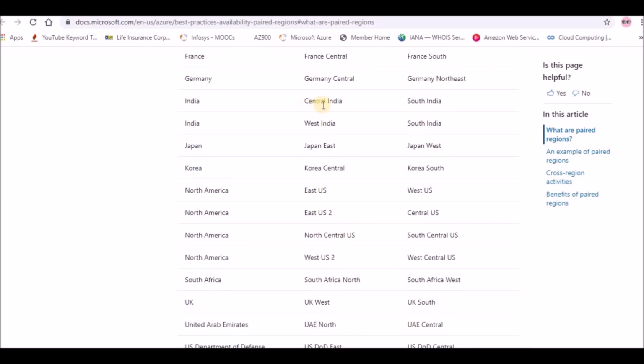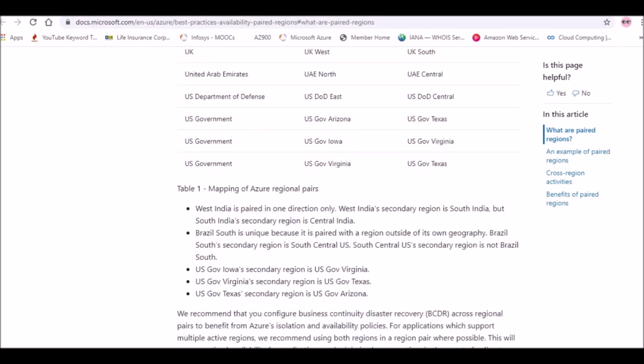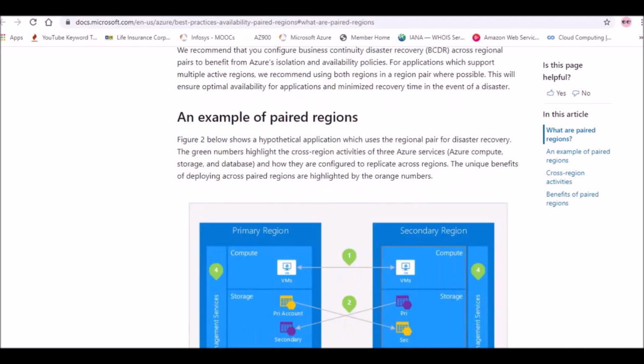Like in India, Central India is going to have a pair with South India. Like that, West India is going to pair up with South India. If you see North America, East US is paired with West US. So this is a list of regional pairs that are available. You can see all of them.